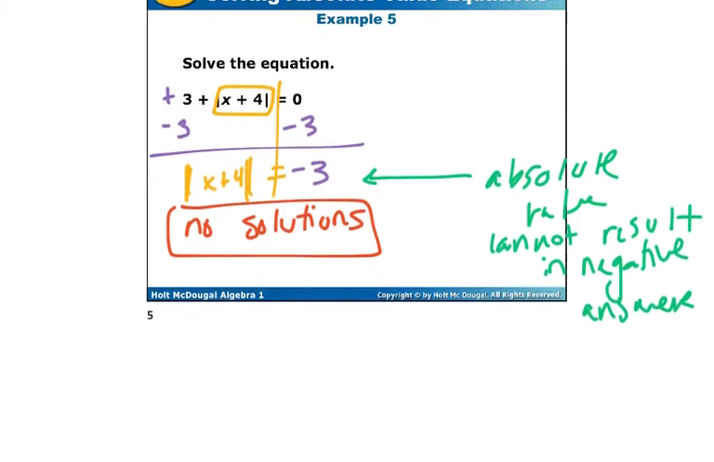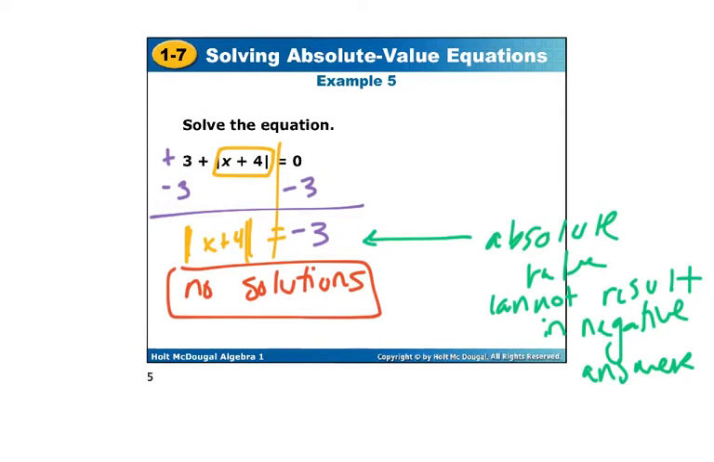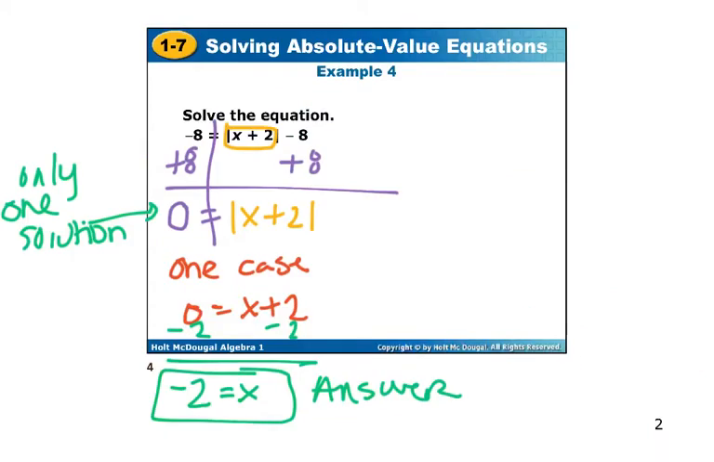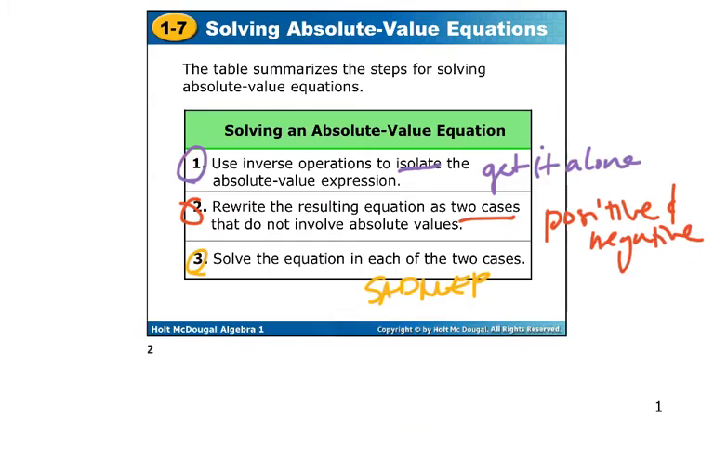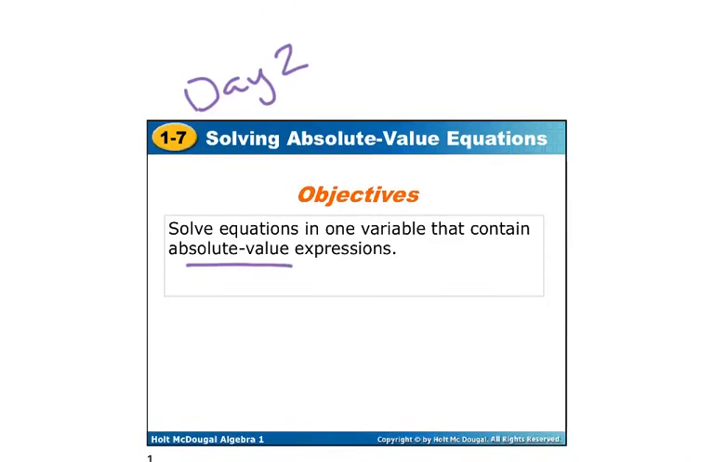So that's what you're going to get in your assignment for today. For tomorrow, you're probably going to get ones that will result in one solution like we did in that example, or in fact, no solutions. All right.